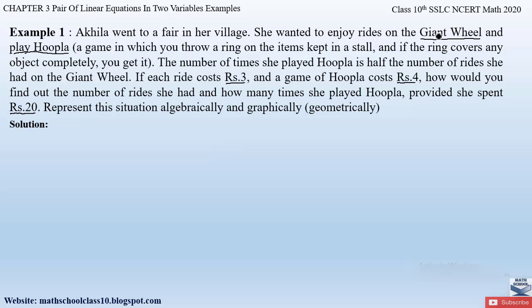So let us first assume the number of rides she had taken on giant wheel be x and number of times she played hoopla be y. Then let us form the equation and find out how much money she spent on hoopla and how much money she spent to have a ride on the giant wheel. Here we have to represent the equations algebraically and geometrically. Writing down the equation will give you representing the situation algebraically, and then we have to draw a graph for the equations we have written that will give you the representation in geometrical form or graphical form.